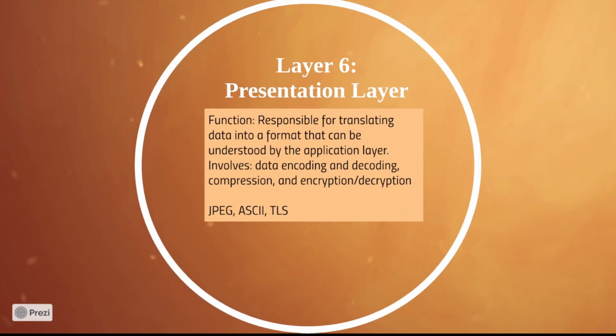On to layer 6, the presentation layer. It's responsible for translating data into a format that can be understood by the application layer. It involves data encoding and decoding, compression, decompression, and encryption and decryption. You will find ASCII, which is American Standard Code for Information Interchange, JPEGs, a compression for pictures or images, Joint Photographic Experts Group is what that stands for if you're curious, and then Transport Layer Security, TLS, upgraded from SSL, which we will get into at a later date as well.